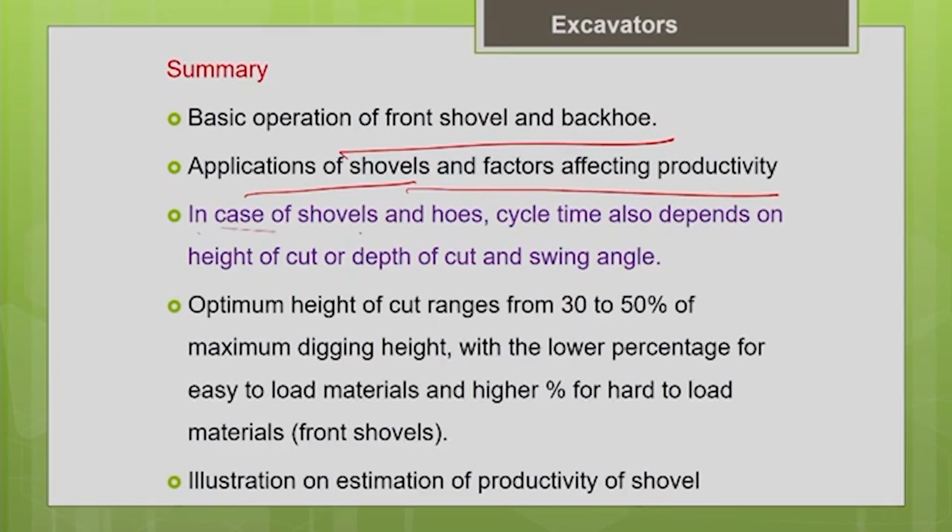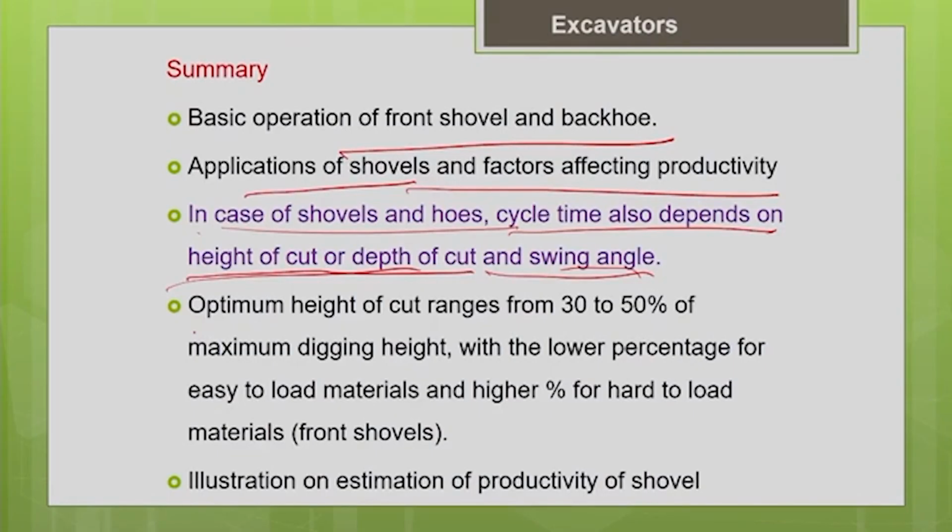In the case of shovels and backhoes, you need to know that cycle time depends upon the height of cut or the depth of cut and the swing angle. So, if the swing angle or the actual height of cut is going to differ from the ideal condition, you have to apply the correction factor when you estimate the productivity of the machine. So the estimation of productivity is going to be similar for both the front shovel and the backhoe. So you can work it out.